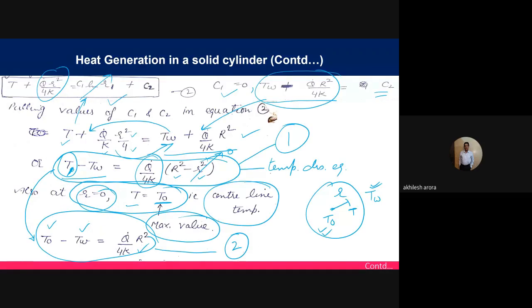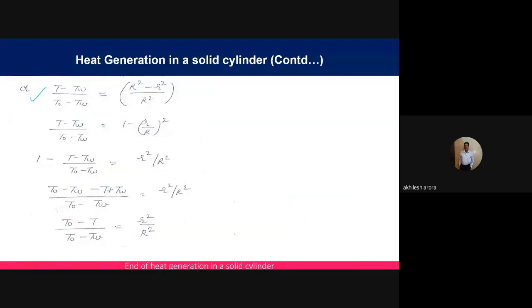It is T minus TW, and here it is T naught minus TW. Okay, so this will come in the ratio, and if you divide here, this Q by 4K and Q by 4K will cancel out, and here we will get the R square. Okay, so we will get this particular equation, and then you can write it in this manner.